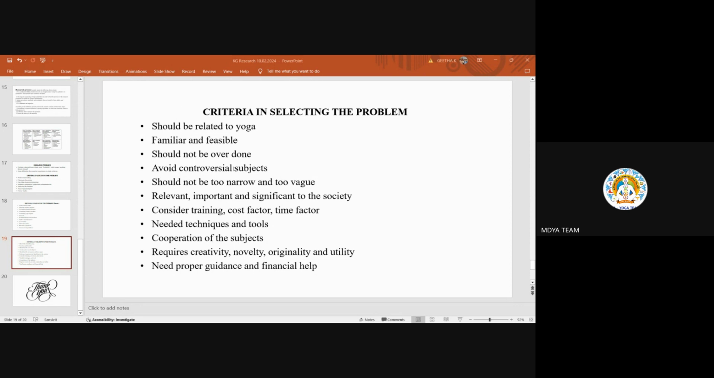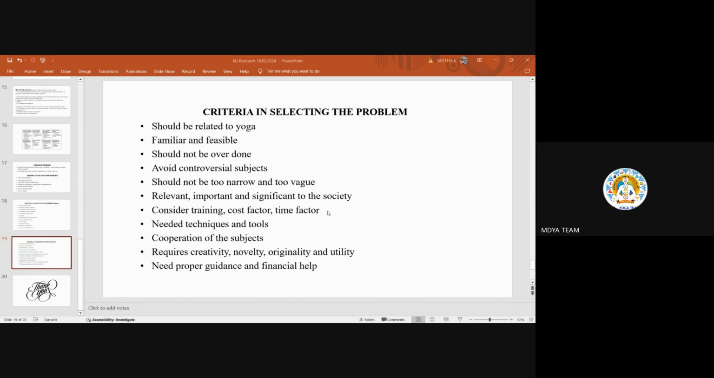So we should have that knowledge, whether it is related to yoga, because our main topic is only yoga, right? Without yoga, it is very tough. Maybe a few people are strong in Ayurveda or Varma. So whatever your field, the topic should be related to that field. And naturally, the next thing is familiar and feasible.